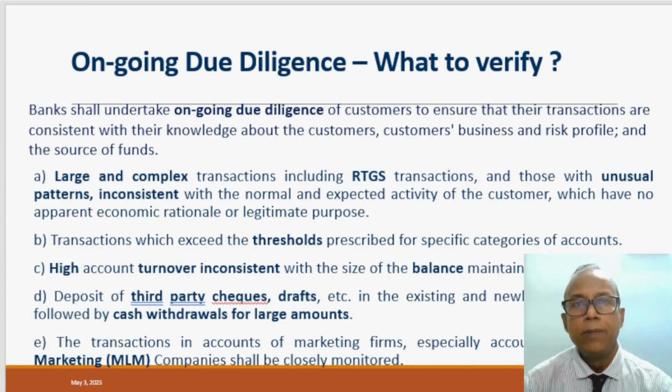Ongoing due diligence. What are the key checks? Banks must continuously monitor and ensure that transactions match the customer's profile, income source, and business nature. Watch for inconsistent patterns, high turnovers, transactions exceeding threshold limits, deposit of third-party instruments followed by cash withdrawals, and unusual activity in marketing firms or multi-level company accounts.